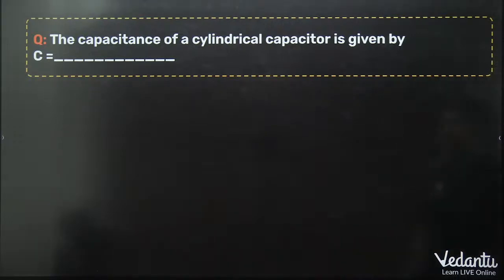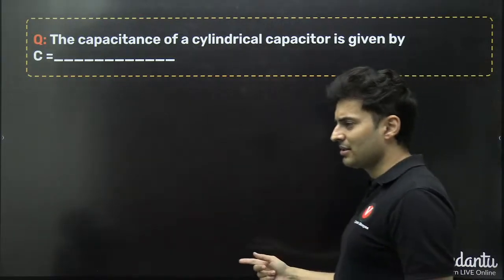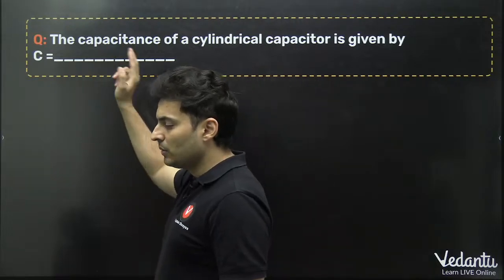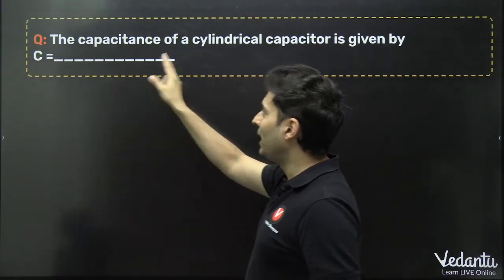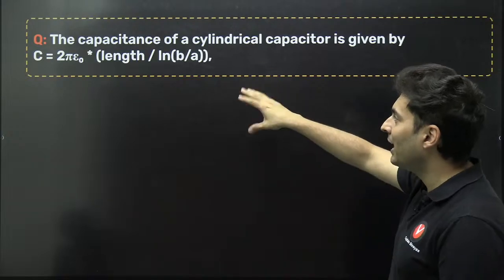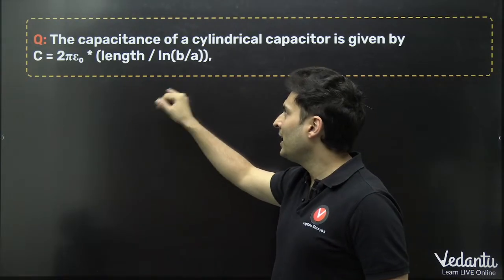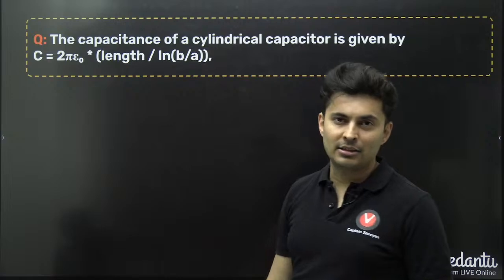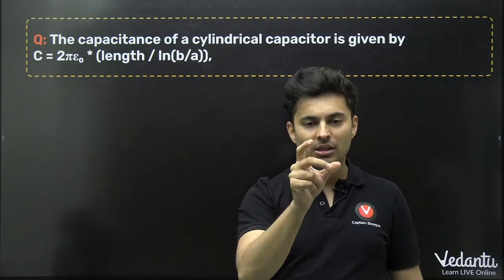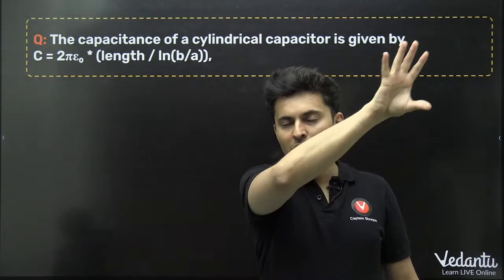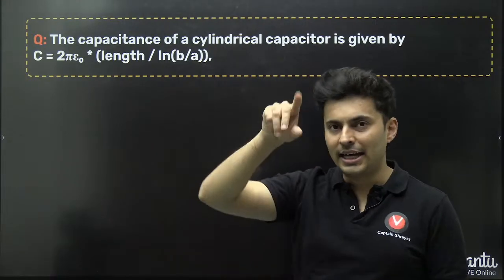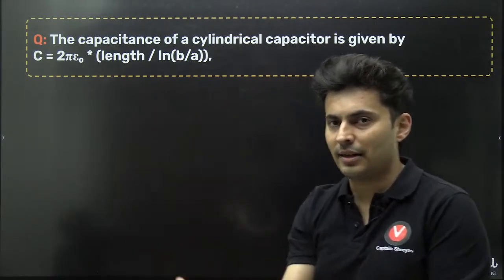Capacitance of a cylindrical capacitor is given by, I think we just discussed this some time back. C is 2 pi epsilon naught divided by log b by a, and on the top you will also have the length. 2 pi epsilon naught, bottom you have log b by a, and on the top you also have the length or the height of the cylinder, right?